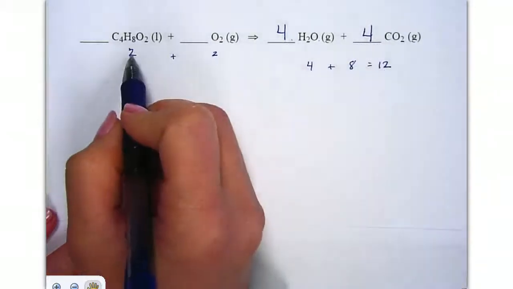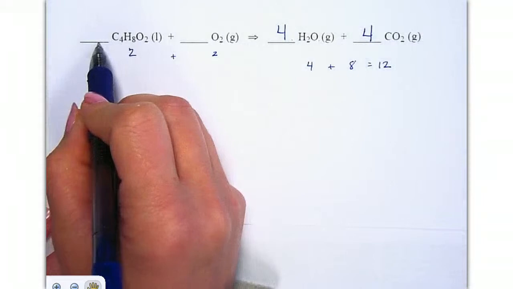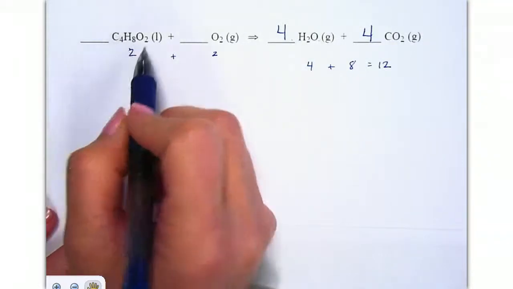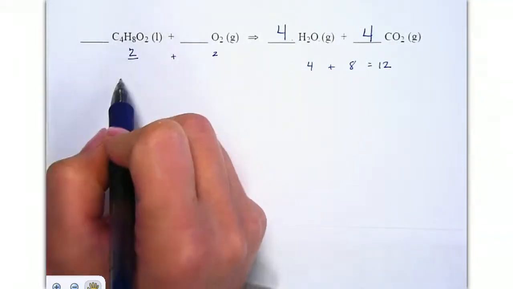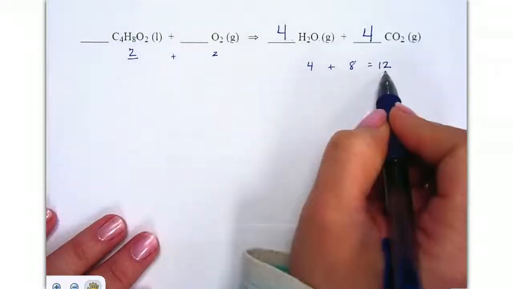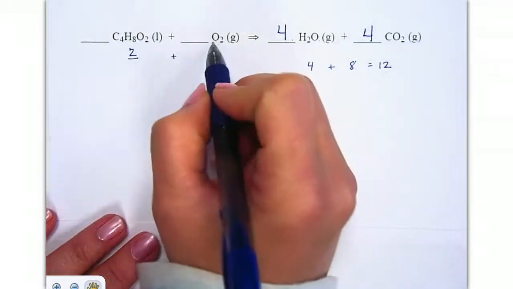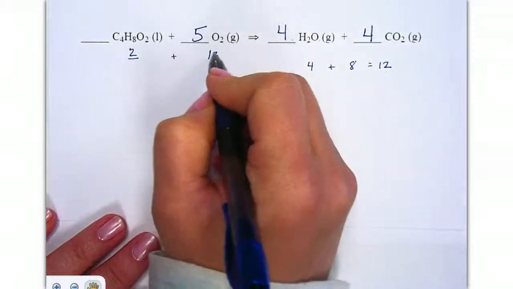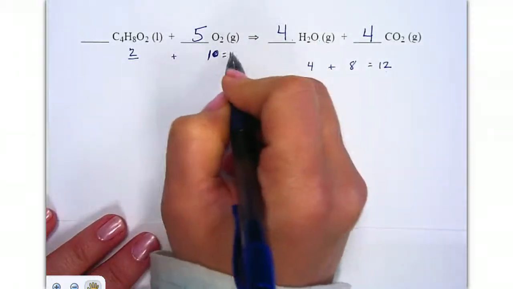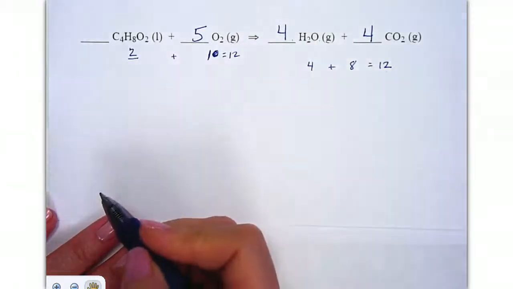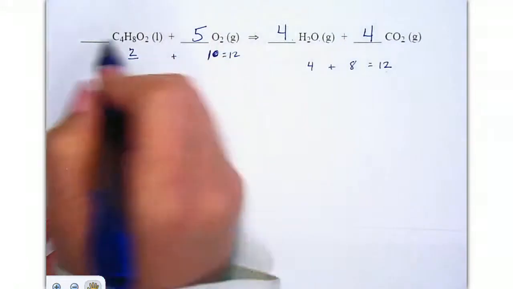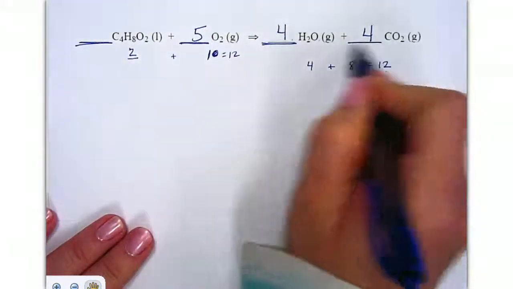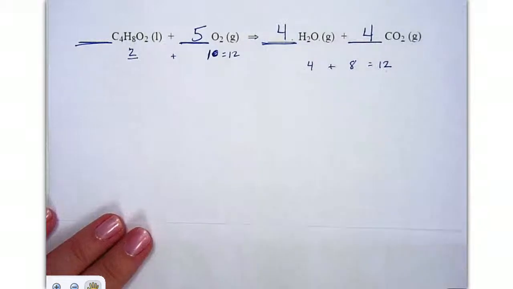Over here, I don't want to add a coefficient in front of this compound because that'll change my carbons and my hydrogens. So here, I'm just going to say, well, I've got 2 of my 12 oxygens here, so I need 10 more right here. And if I add a 5 there, 5 times 2 would change this number to 10, and so now I have my 12 oxygens on the left side as well. So my final answer, I have a 1 to 5 to 4 to 4 ratio in the equation.